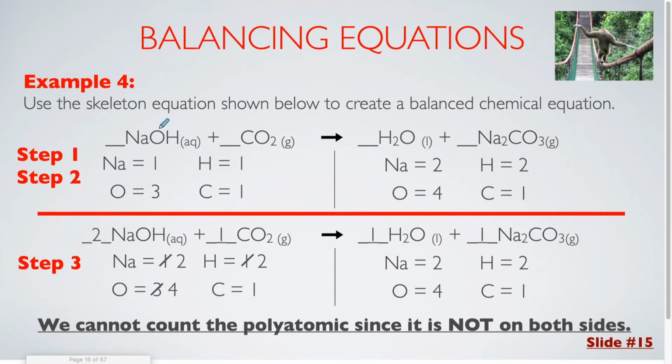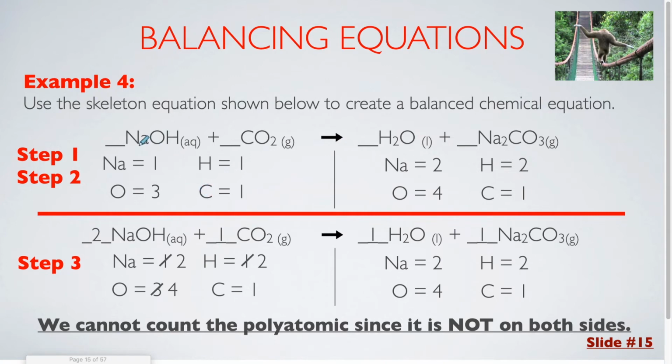So here I have a hydroxide on the left side, but there's no hydroxide on the right side. So if I tried to count the hydroxides, it would be impossible to balance. Same thing is true over here. I have a carbonate on one side, but no carbonate on this side. So I'm counting my 4 individual elements.